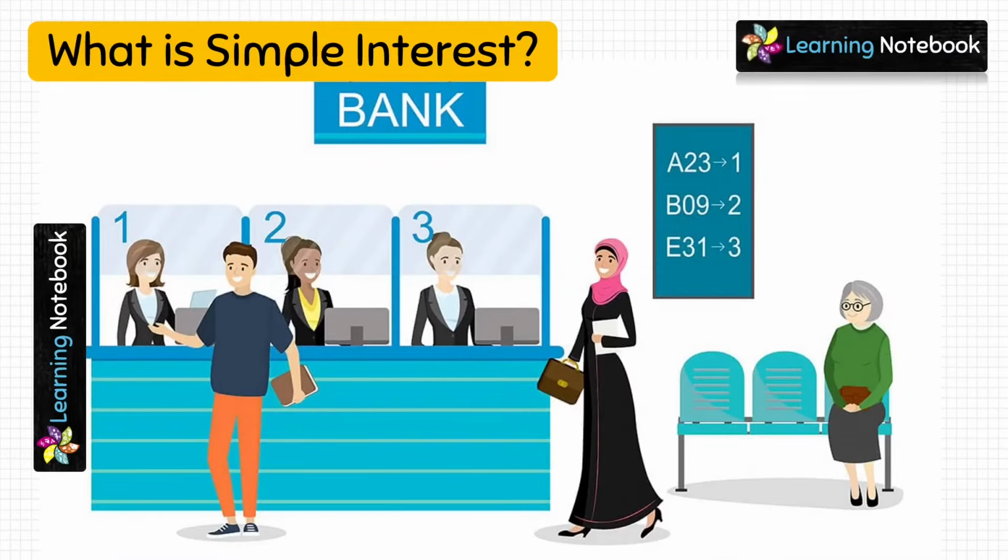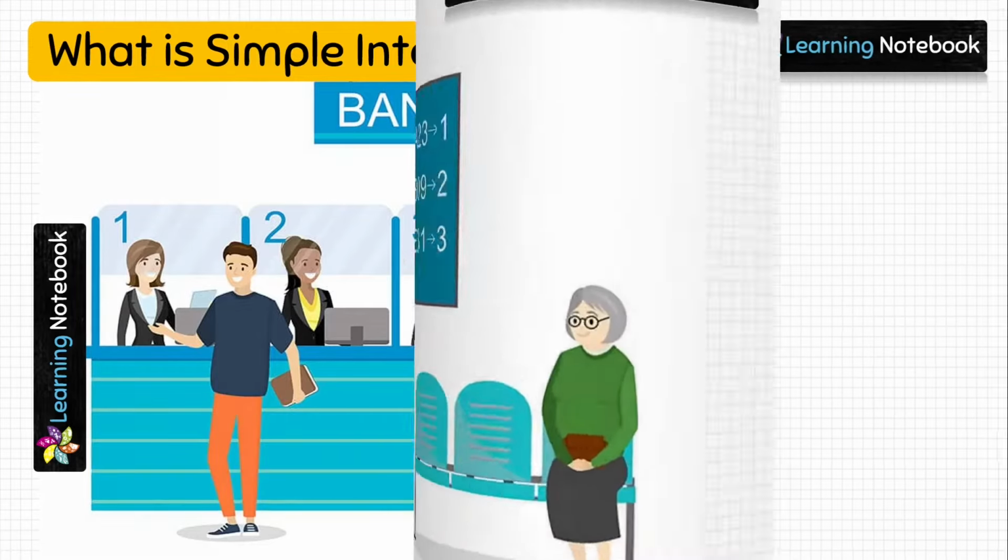Students, you must have noticed your parents going to a bank. In a bank, people either deposit money at a certain rate of interest or some people borrow money from the bank at a certain rate of interest. In both cases, simple interest is applied. Let's understand both these scenarios with the help of an example.